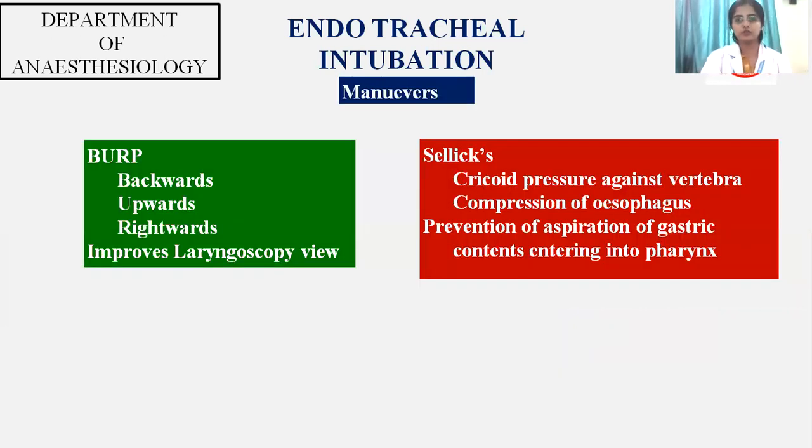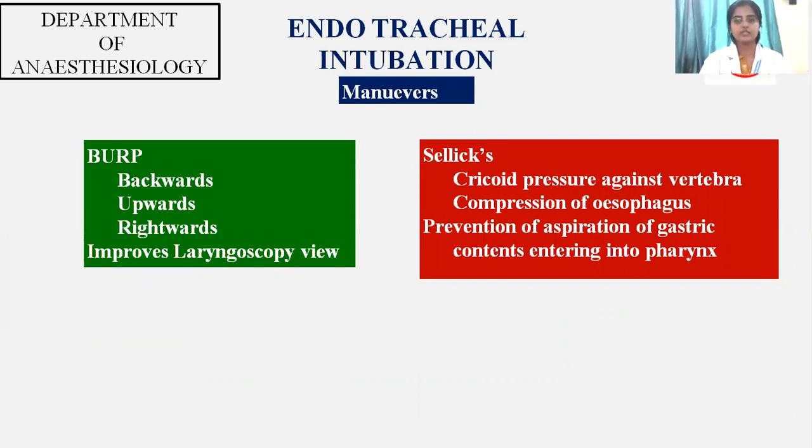Now there are two maneuvers which are helpful in doing the endotracheal intubation in case of difficulties or under certain circumstances. Now, to improve the laryngoscopy view, the maneuver used is BURP, which means backwards, upwards, and rightwards. You need to push the patient's thyroid cartilage backwards, upwards, and rightwards to improve the laryngoscopic view.